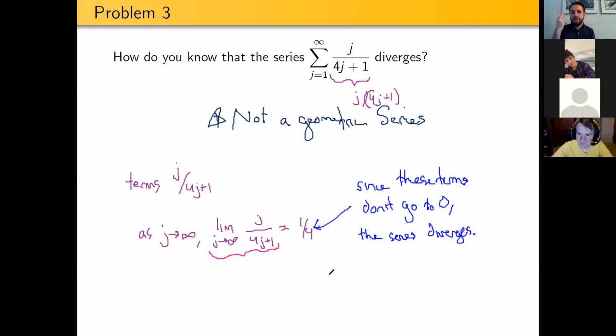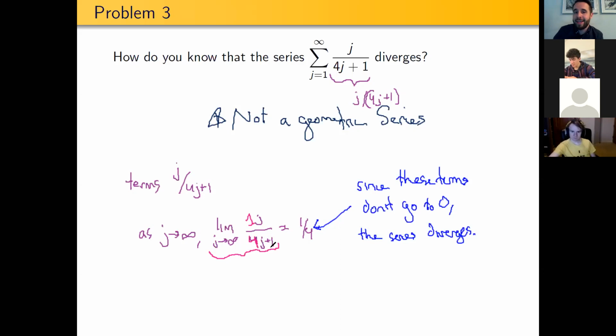Okay, 2 ways. Number 1, we can recognize that this is a polynomial divided by a polynomial in which both numerator and denominator have the same degree, right? So j raised to the first power. Since they both have the same degree, we can see this as a ratio of the coefficients: the 1 out here divided by the 4 right there. And then in fact, that +1 really doesn't make a difference in the long run.